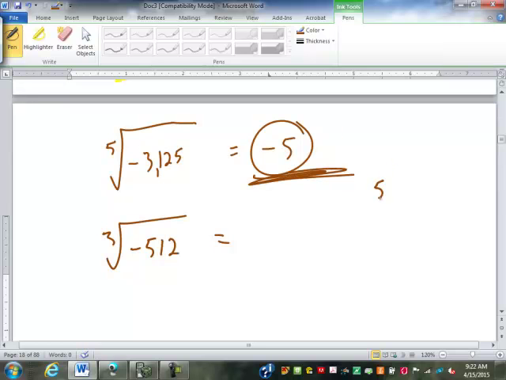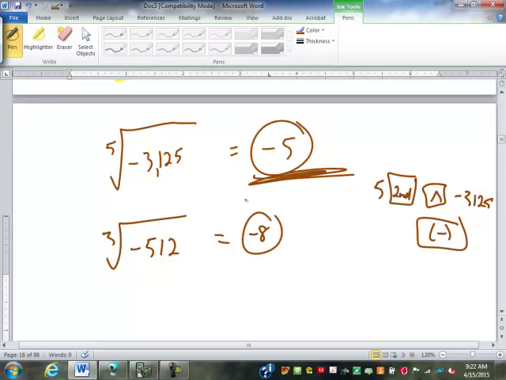So on your calculator, you have to enter 5, second, caret, and then -3,125. Can't use the minus, you got to use the negative key. Down by the equals sign, it's got the parentheses around the negative. What'd yours do? There we go. For the third root of -512, did you get -8? Perfect.